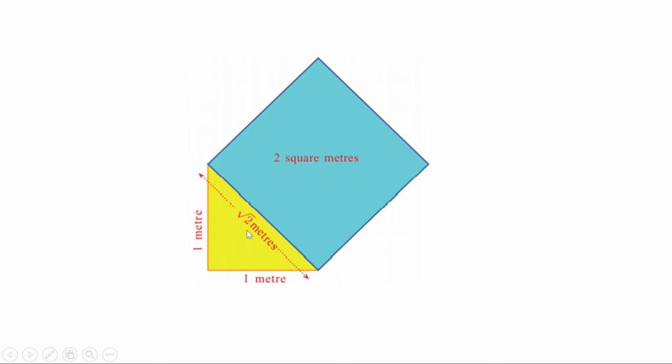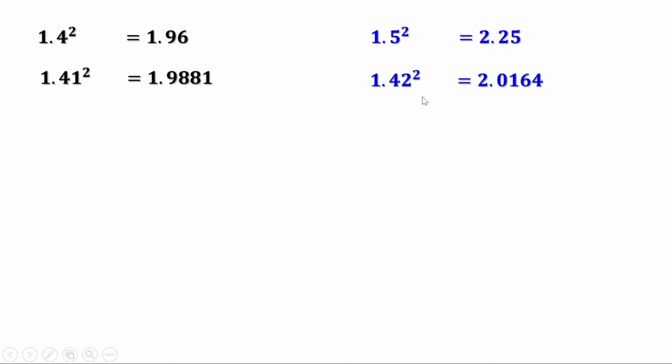Now we have to find the size of root 2. We do this by finding fractions closer and closer to root 2. We know 1.4 square is 1.96, but 1.5 square is 2.25. Therefore, root 2 is in between 1.4 and 1.5. Now let us take 1.41 square, that is 1.9881. But 1.42 square is 2.0164. That means the value of root 2 is in between 1.41 and 1.42.